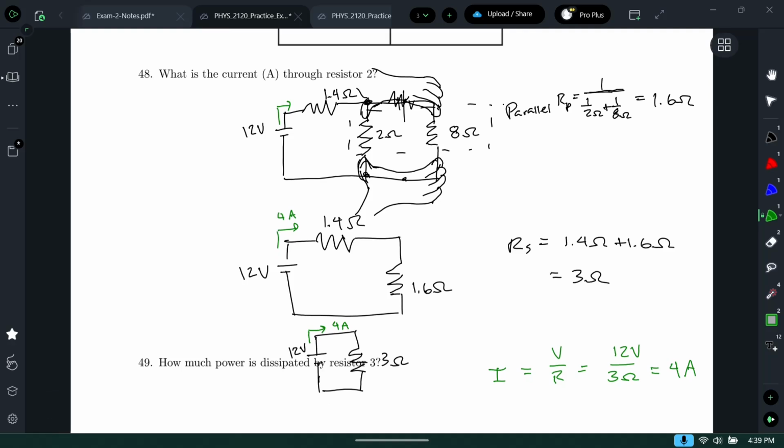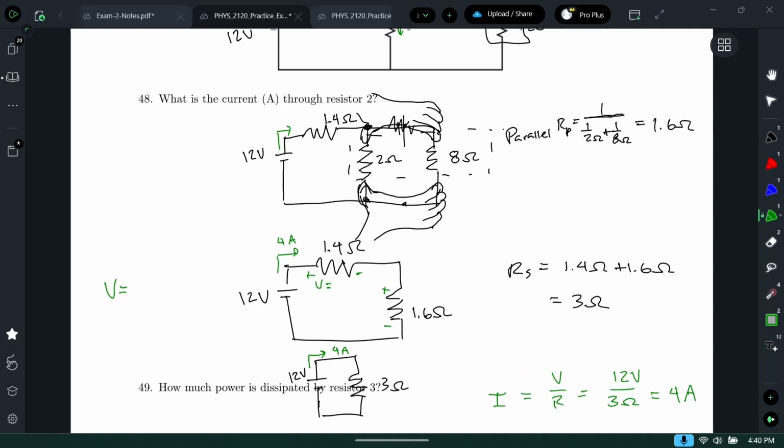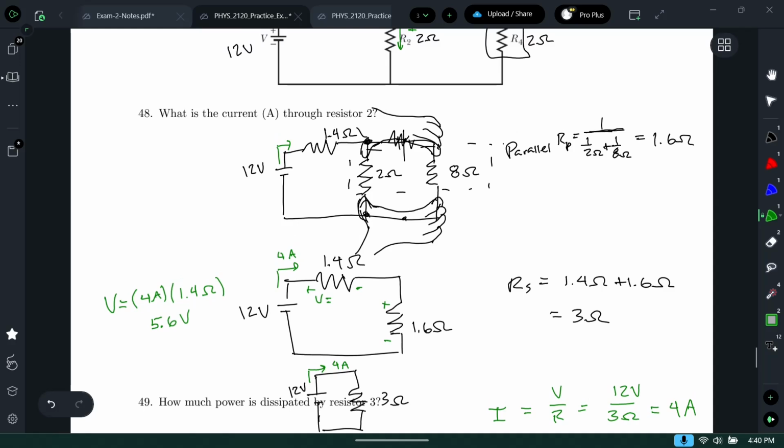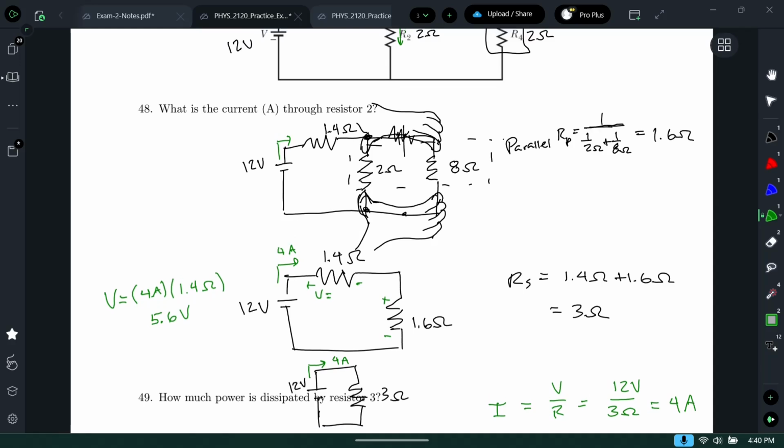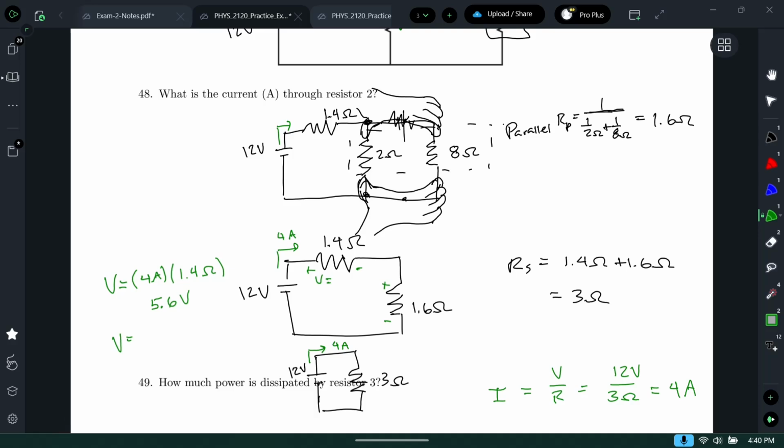So now I need to find the voltage across each. Well, to find the voltage across a resistor, I need the current through it and its resistance. I know the current through it. I know its resistance. V equals IR. So that should be 5.6 volts. And that's the voltage across the 1.4 ohm. For the 1.6 ohm, I could add little subscripts here if we want. For the 1.6 ohm, same idea. And it's the same current because they're in series. So that comes out to 6.4 volts.